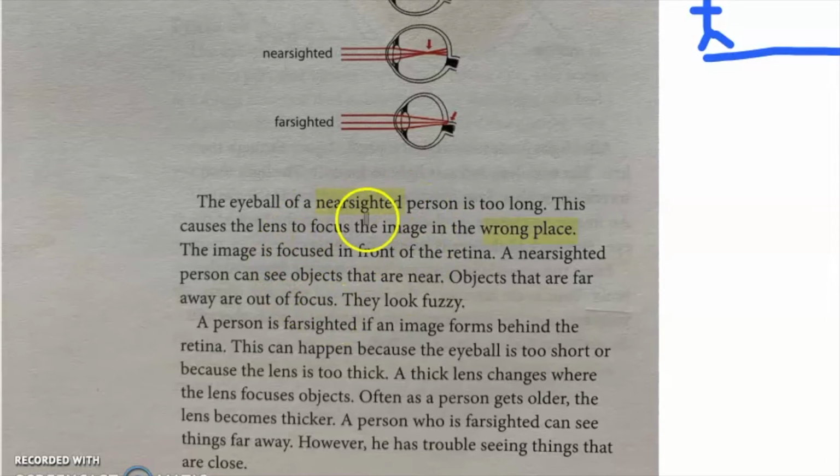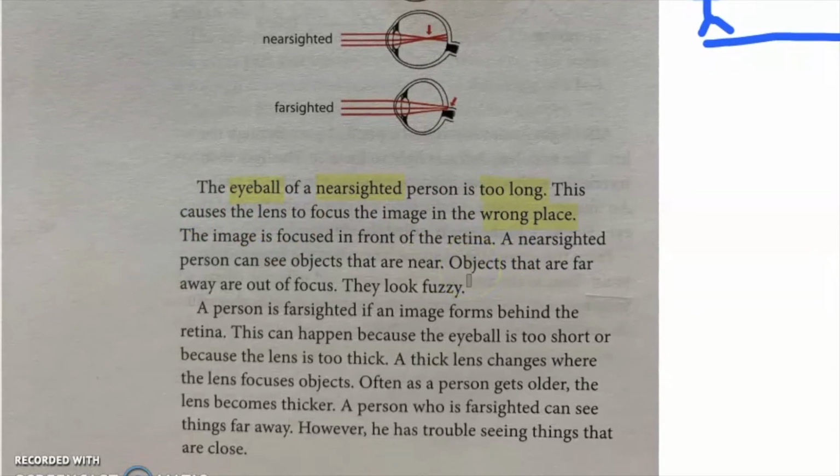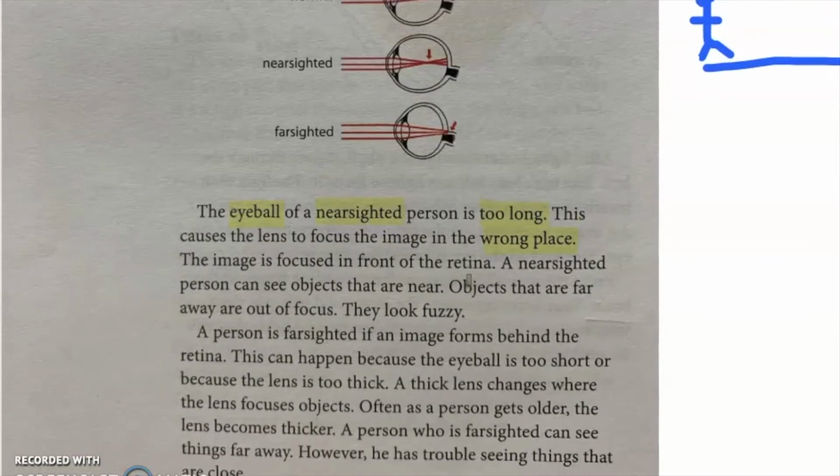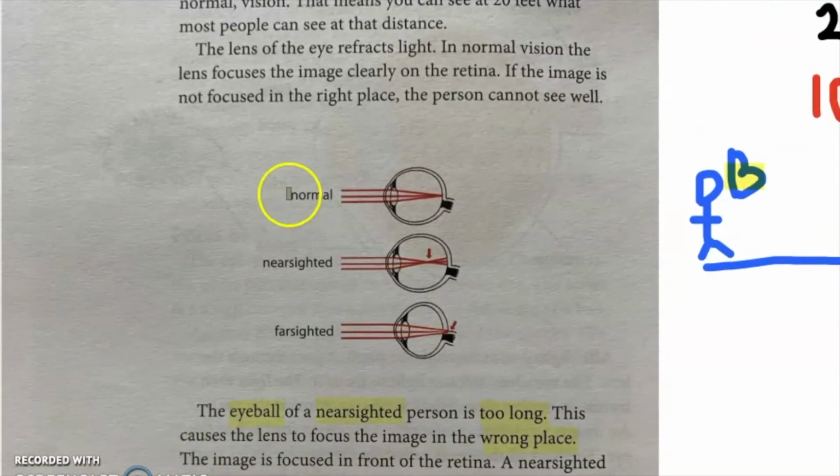So let's talk about nearsighted first. So why do we have a nearsighted person? It's because the eyeball is too long, or the lens is too thin. It's not written on here, but I'm going to explain to you using the diagram here.